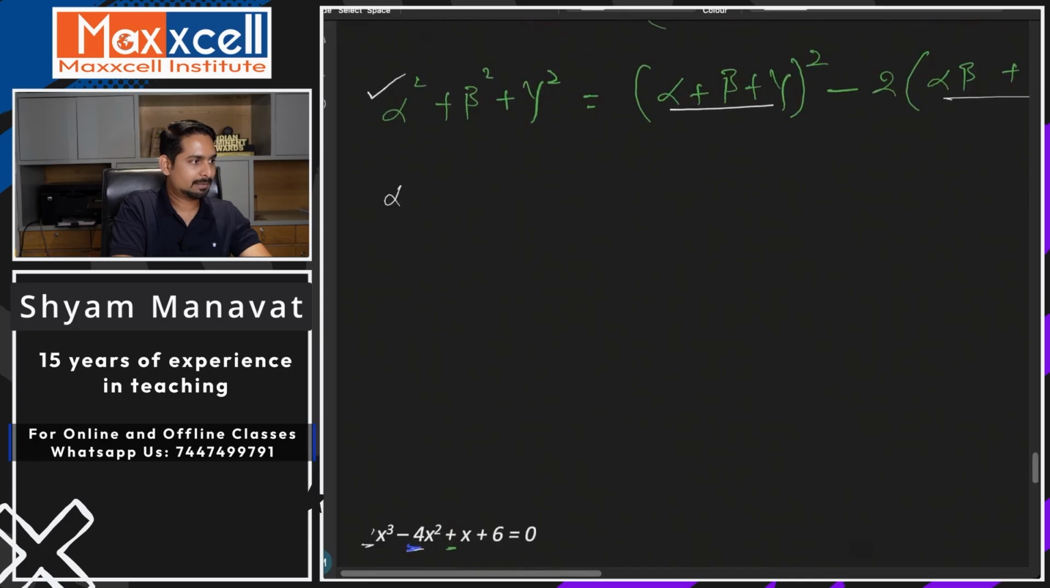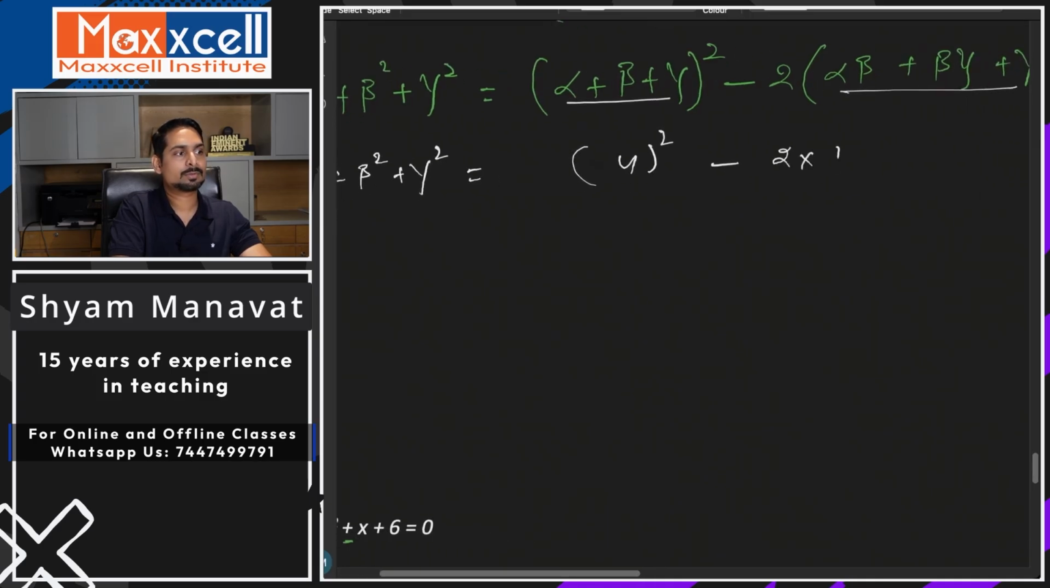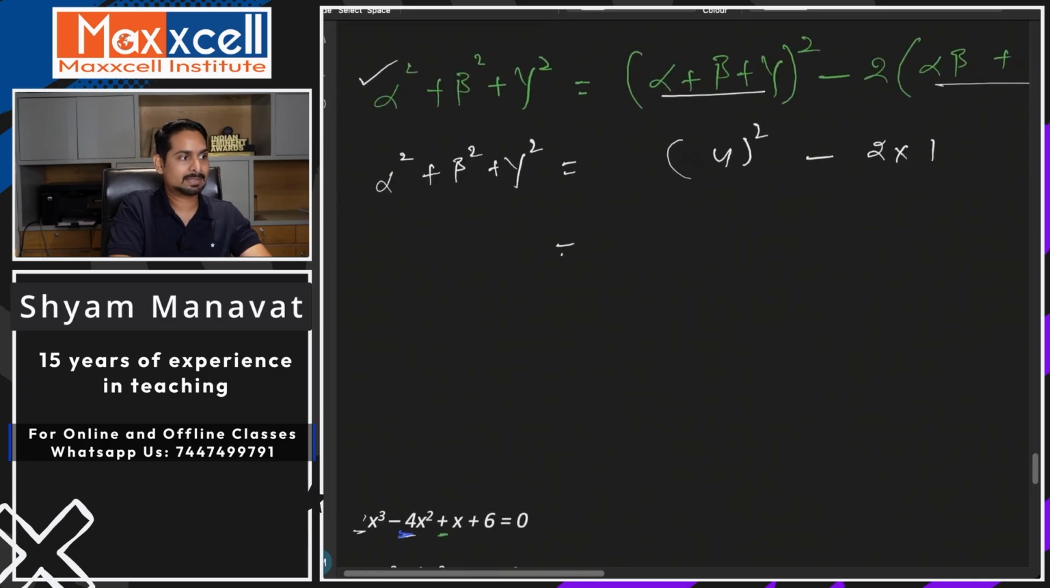So I will get alpha square plus beta square plus gamma square as plus 4 square minus 2 into 1. That is going to get me 16, because negatives to the power even is positive. 16 minus 2 is 14. And this is your answer.